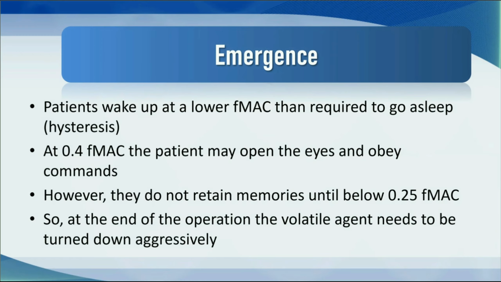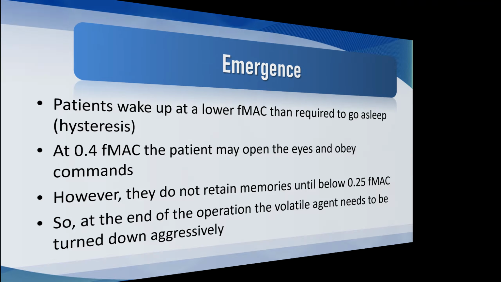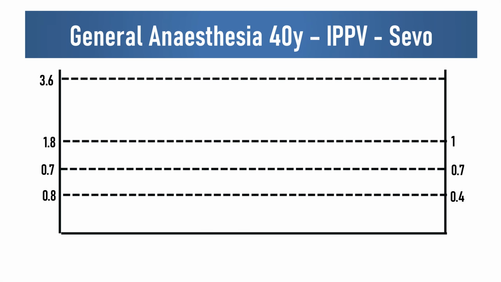Patients wake up at a lower fractional MAC than is required to go asleep, and this is known as hysteresis. At about 0.4 of a fractional MAC, the patient may open their eyes and obey commands. However, they do not retain memories until that falls below 0.25 of a fractional MAC. Remember, the patient may well move at a higher level than this. So at the end of the operation, the volatile agent needs to be turned down aggressively. Now let's see how this works in practice.